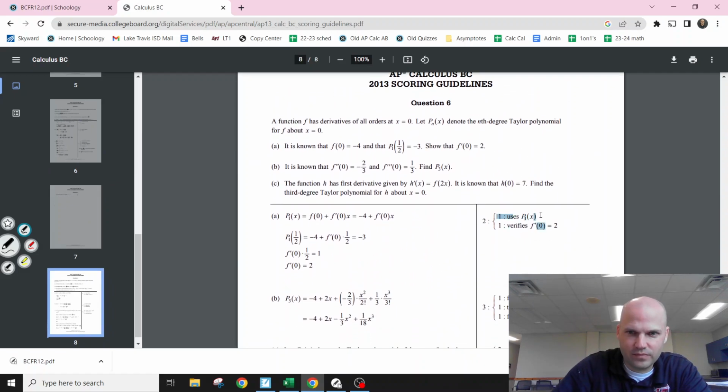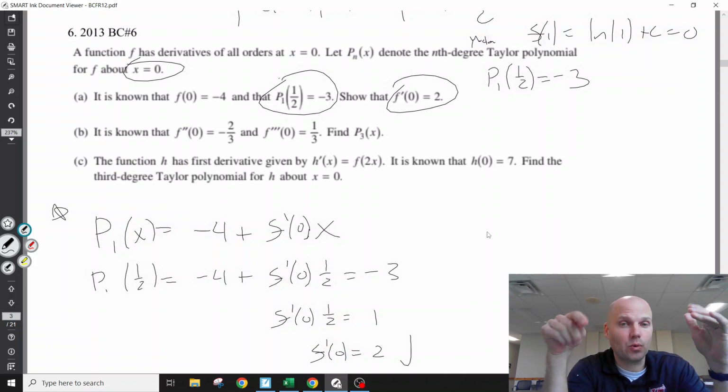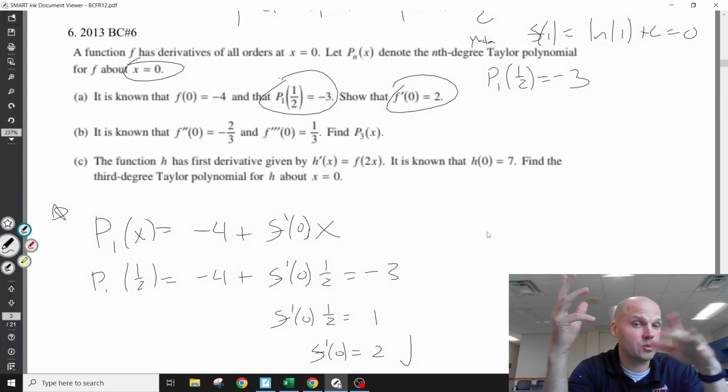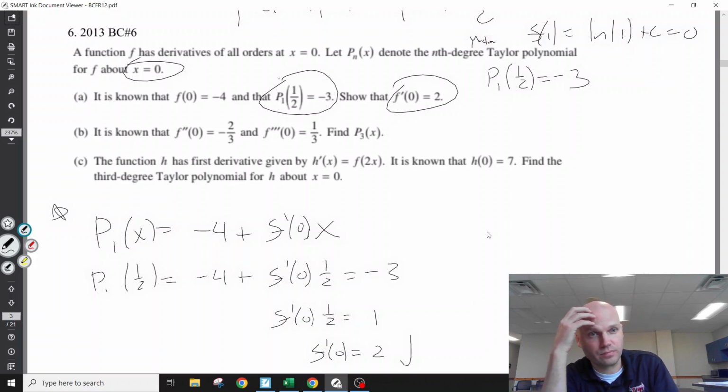2 points. Uses P1 of x, which is that, and then verifies, but only 2 points. Because it's hard. On AB, usually the harder parts are worth more. It seems like on BC, the easier parts are worth more and the harder parts are worth less, because they know so few people get the harder parts.